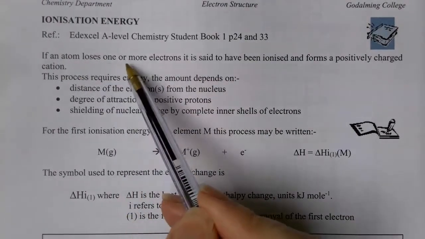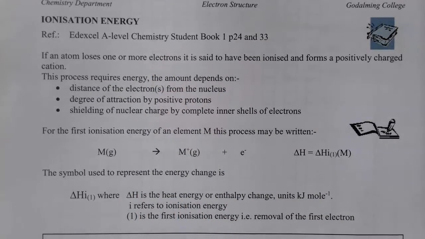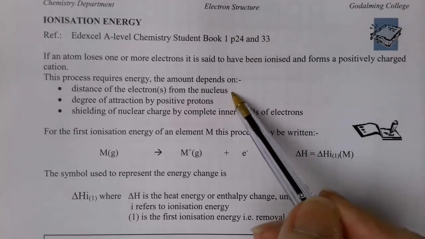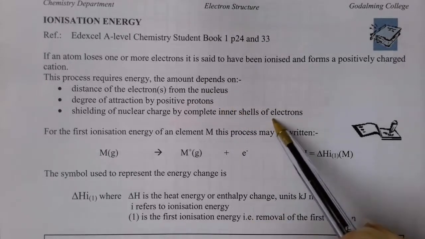So this is where an atom loses one or more electrons. Now that process requires energy. It is an endothermic reaction because it requires energy to pull the electron away from the nucleus. Now the process depends on three things: the distance between the electron you're trying to remove and the positive nucleus, the number of protons in the nucleus, and the amount of shielding that's provided by complete inner shells of electrons.